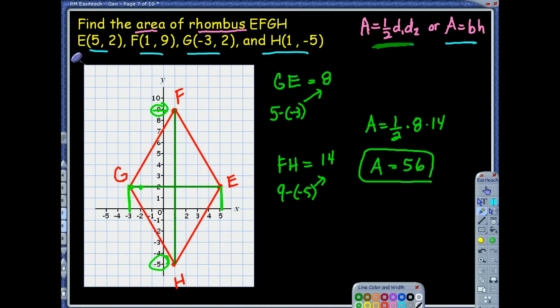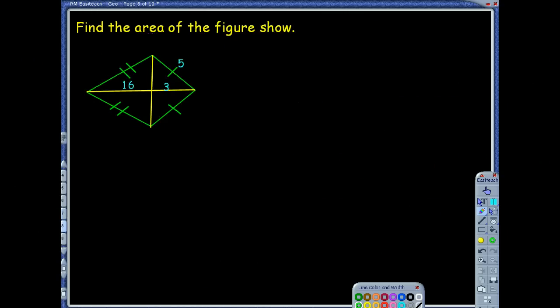Perfect. Okay. So then this next one, it says find the area of the figure shown. And what kind of a figure do you see here? What kind of a figure is this? This is a kite. It's a kite. Okay. And how do you know that?